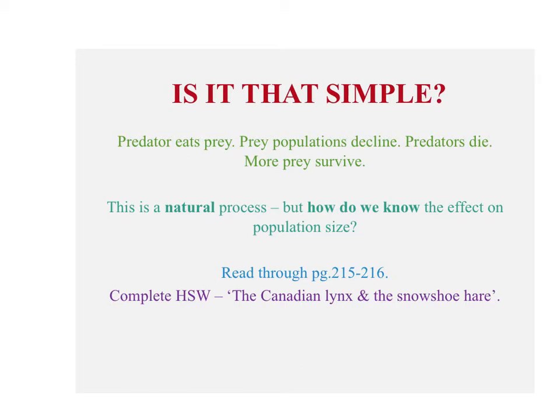But is it that simple? Is it really biologically as simple as predator eats prey, the prey populations decline, the predators die, and then more prey survive? How can we really know the effect of these on population size? What you guys are going to do, you're going to read through the notes or the photos of page 215 to 216, make a few bullet points, and then complete the How Science Works Canadian lynx and snowshoe hare predator-prey relationship task. Hopefully it shouldn't take too long, but that's basically it in terms of content, so you're welcome to take as much time as you need on it. So pause now and play again when you're ready to continue.